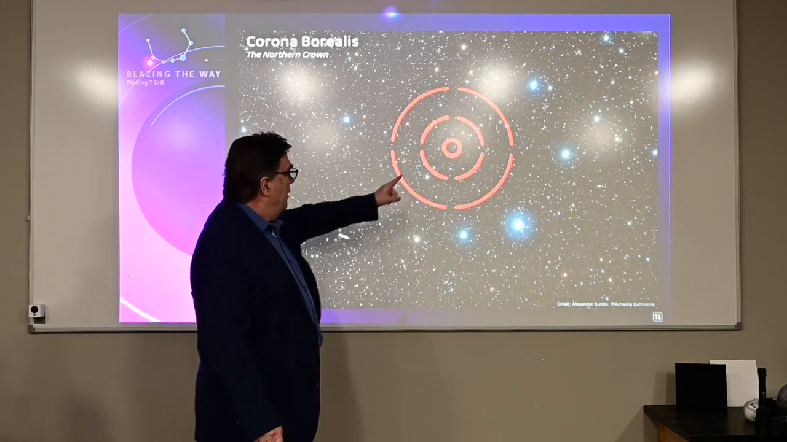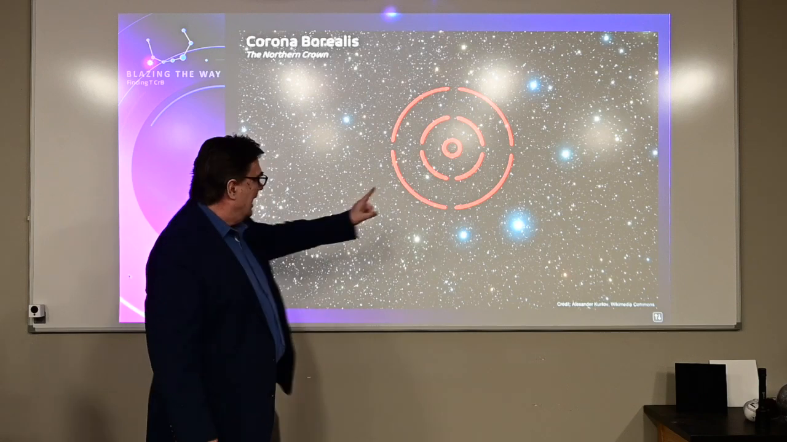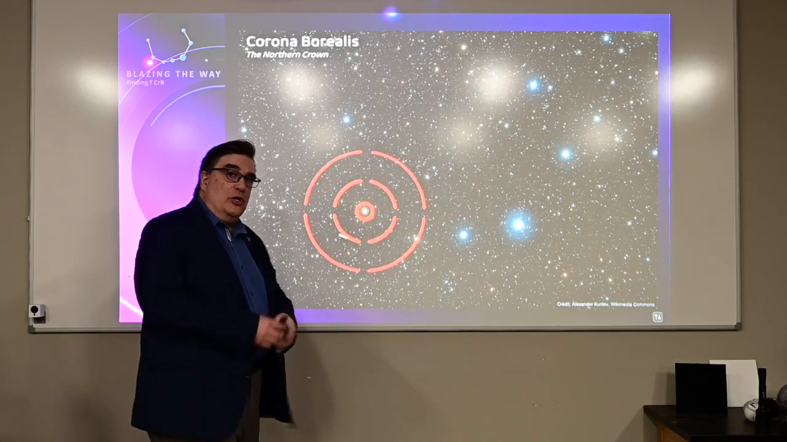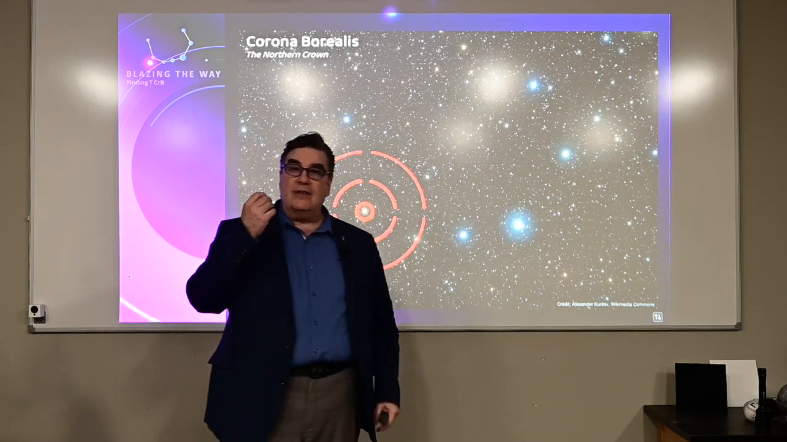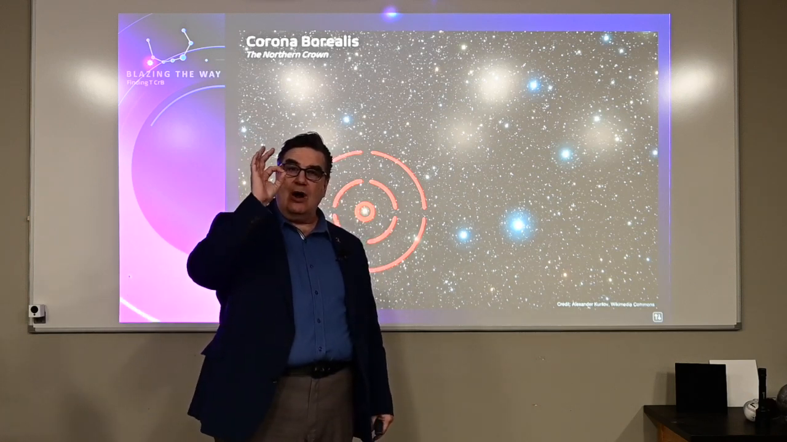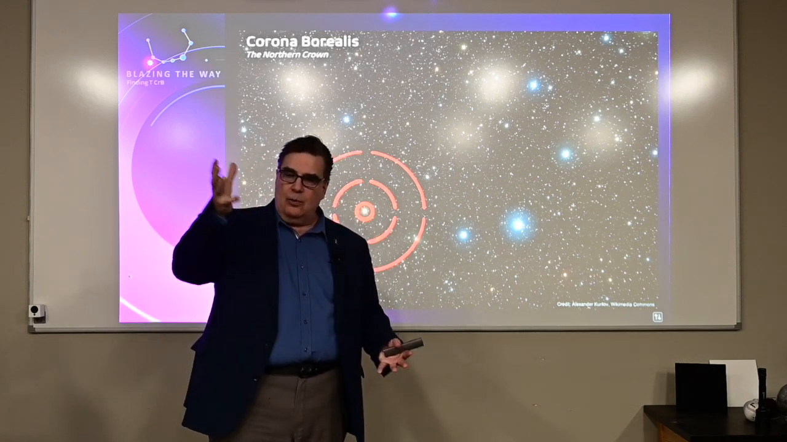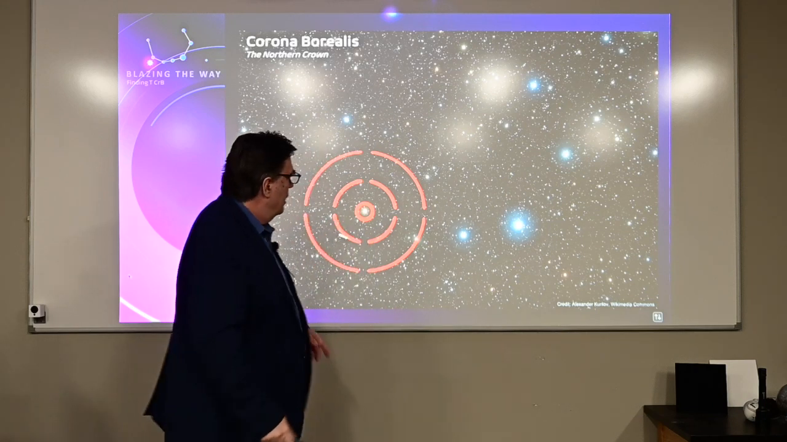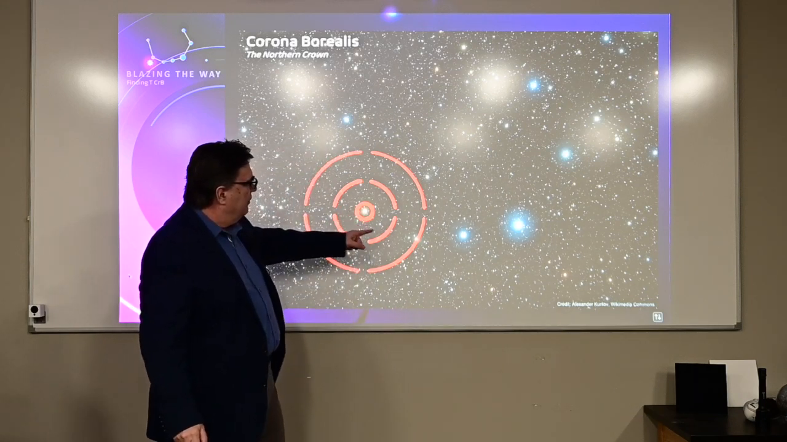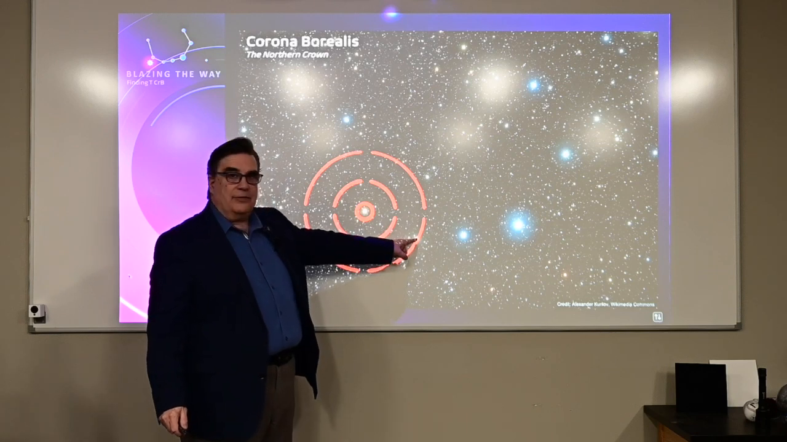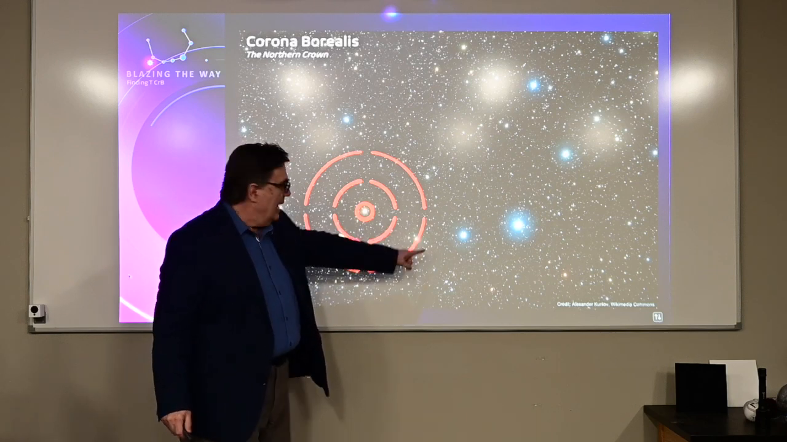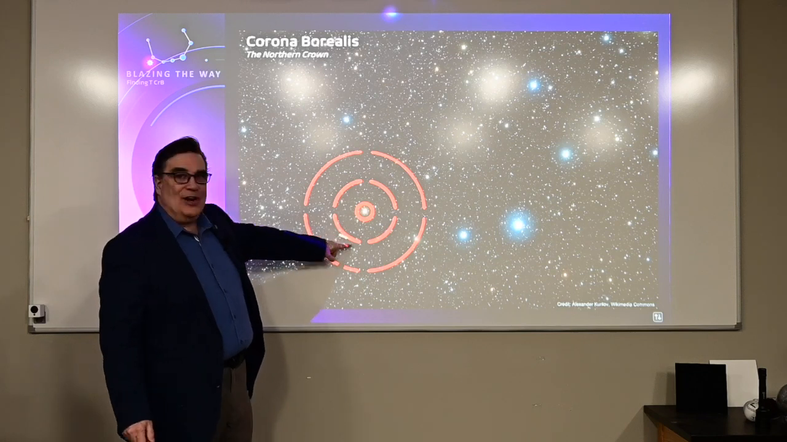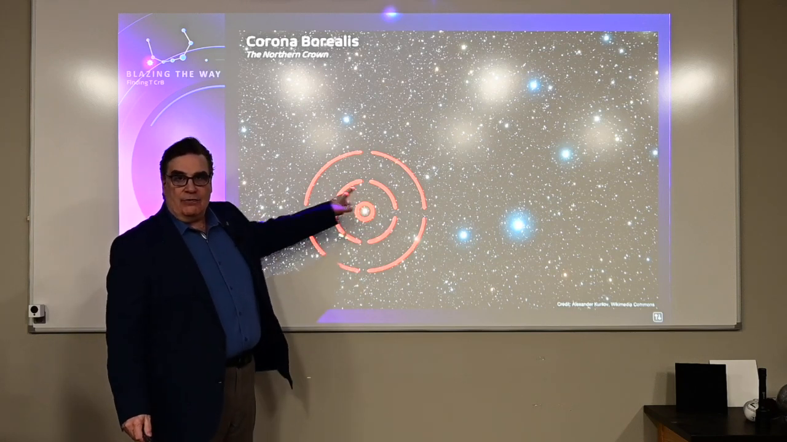Step 1 is to move our reticle down to Epsilon Coronae Borealis. When you look in your telescope, you should see a very, very bright star right there in the center, and you might want to go ahead and center that star within your field of view. At this point, you'll notice that Delta Coronae Borealis is on the outer circle, and the location of T Coronae Borealis is right there on the intermediate circle.